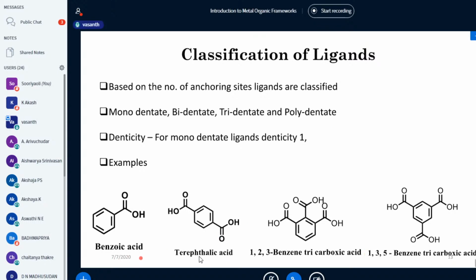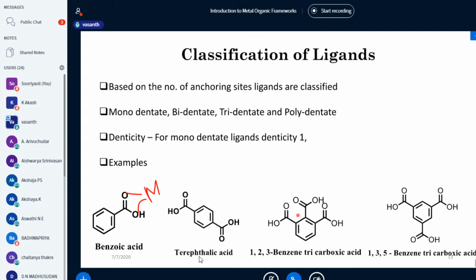4 molecules. One is benzoic acid. In benzoic acid, we have a moiety called COOH. The oxygen moiety can bond to a metal center. If you have a metal here, it can bond to it. Similarly, we have terephthalic acid, which has 2 binding sites, so it is called a bidentate ligand.